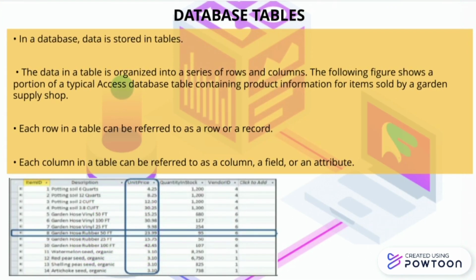In a database, data is stored in tables. The data in a table is organized into a series of rows and columns. The following figure shows a portion of a typical Access database table containing product information for items sold by a garden supply shop. Each row in a table can be referred to as a row or a record. Each column in a table can be referred to as a column, a field, or an attribute.